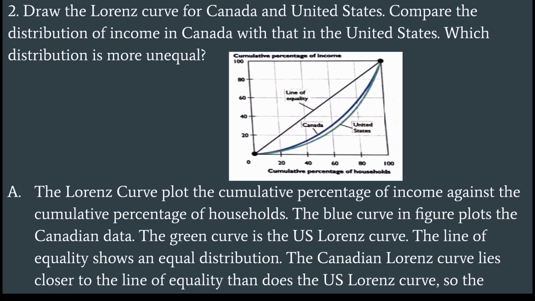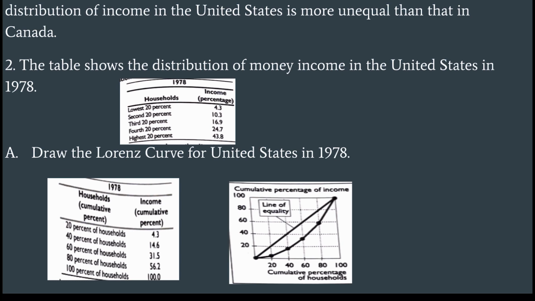The Lorenz curve plots the cumulative percentage of income against the cumulative percentage of households. The blue curve in the figure plots the Canadian data. The green curve is the US Lorenz curve. The line of equality shows the equal distribution of income. The Canadian Lorenz curve lies closer to the line of equality than does the US Lorenz curve. So the distribution of income in the United States is more unequal than that in Canada.